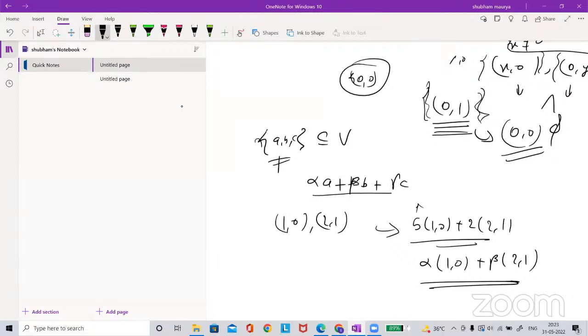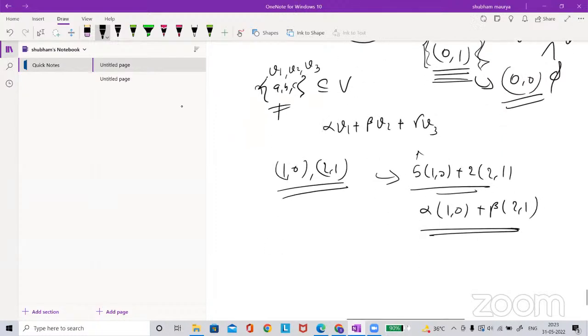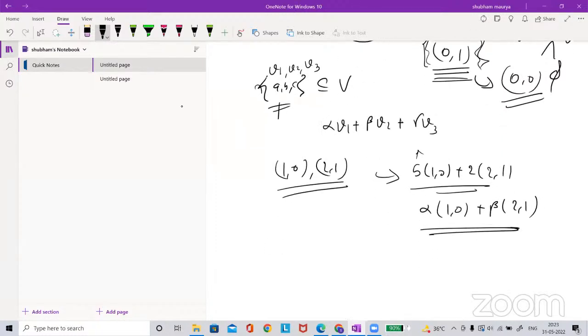See, these are the vectors. Let's say this is V1, V2, and if you have V1, V2, V3 as vectors, then the linear combination is alpha times V1 plus beta times V2 plus gamma times V3, where alpha, beta, gamma are real numbers. Here I am taking two vectors, but you can take three vectors. Let's say there is another vector, (1, 3).